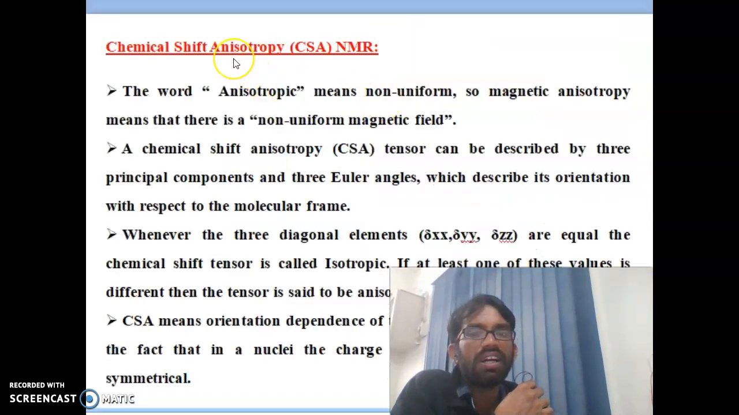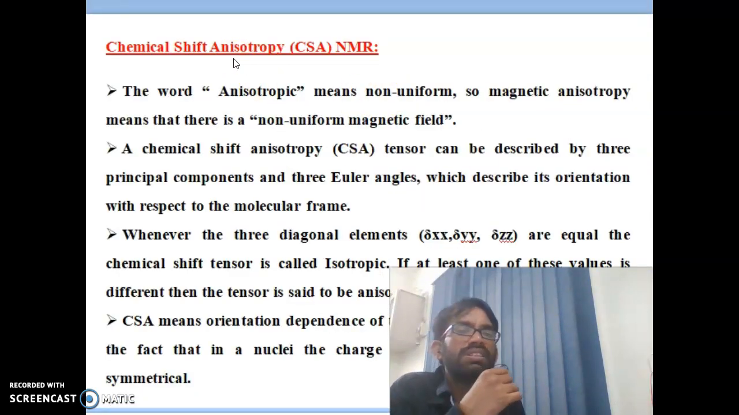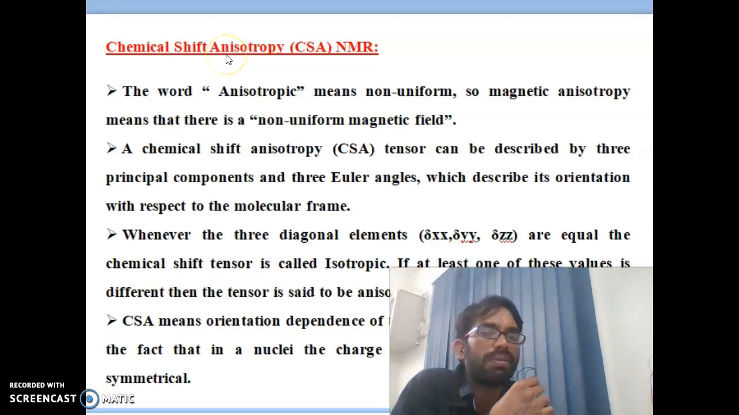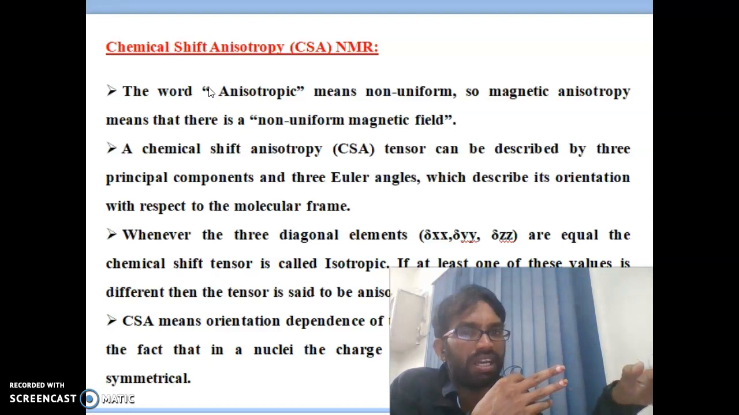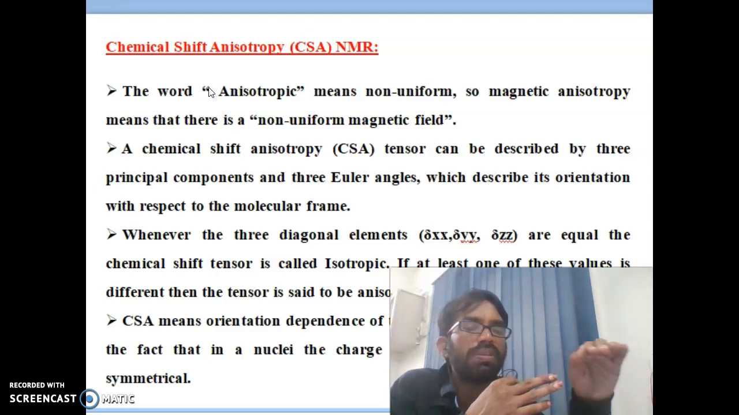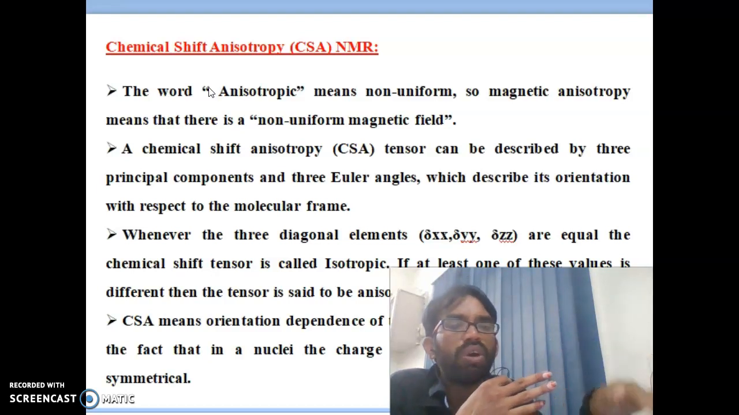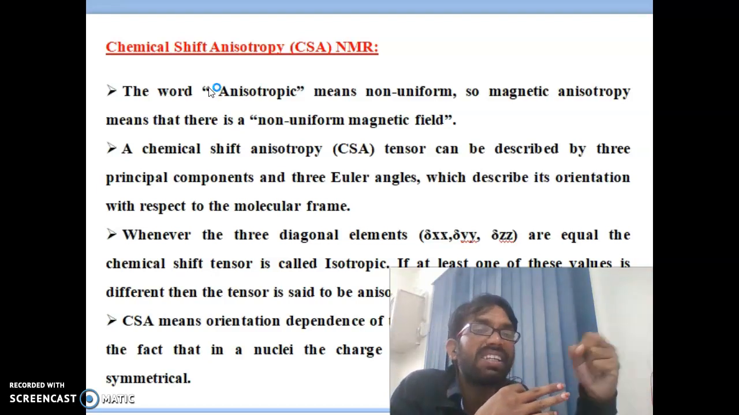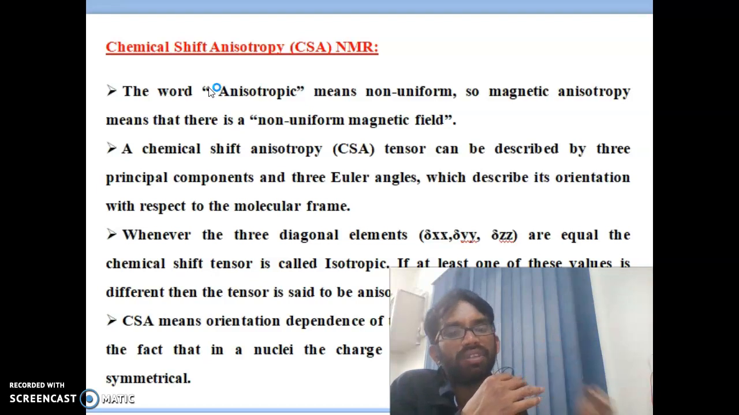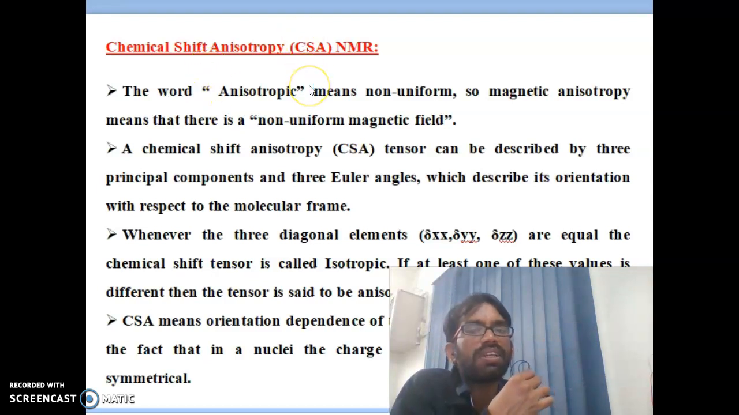Then you can see the chemical shift anisotropy, CSA, in NMR spectroscopy. The word anisotropy means non-uniform; isotropic means uniform. So magnetic anisotropy means a non-uniform magnetic field. That non-uniform magnetic field is called chemical shift anisotropy or magnetic field anisotropy.